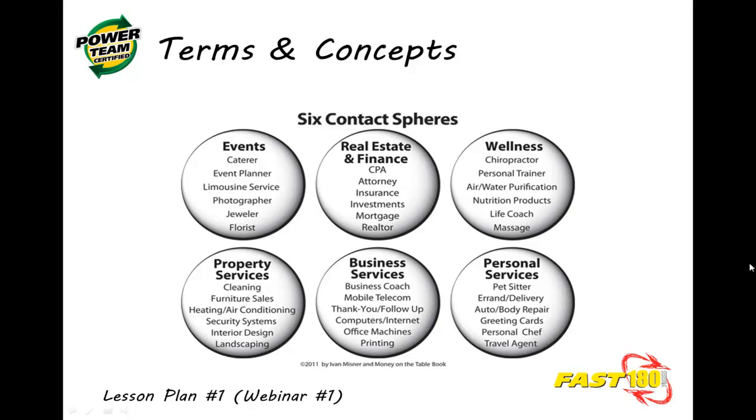So the 6 contact spheres that we're looking at start with event services. If you're in the event services contact sphere, I'd like for you to mark that in your workbook in some way. You can see the business categories that we have as examples, and these are simply examples. There are many other business categories that could fit into any of these contact spheres. The idea is that we're going to give you enough information so that you can place your own business into one of the 6. Next is real estate and finance, wellness services, property services, business services, and personal services.